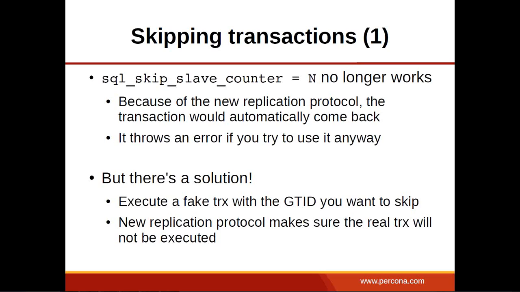And the idea is that you will execute a fake transaction with the GTID you want to skip. And because of the replication protocol, as long as you have executed a transaction with a given GTID, it cannot be re-executed a second time. So if you have executed a fake transaction, well, it's going to replace the real transaction. So it's like skipping a transaction.